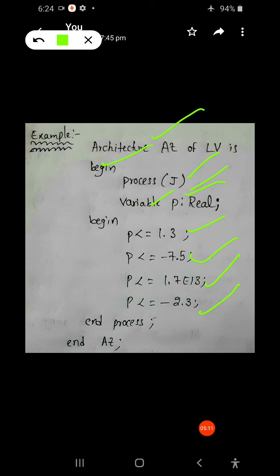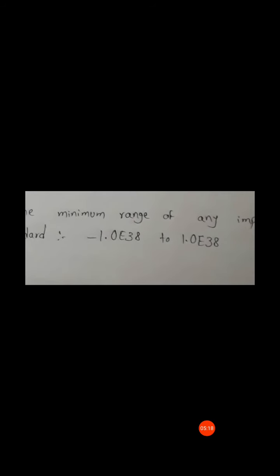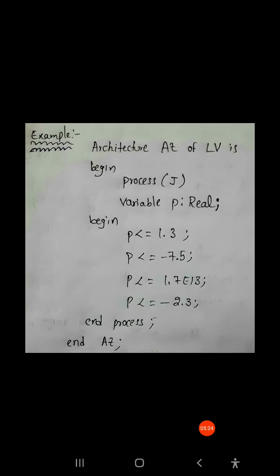Why? Because the range of real is minus 1.0E38 to 1.0E38. So that is the range of this real data type. That is regarding the real data type.